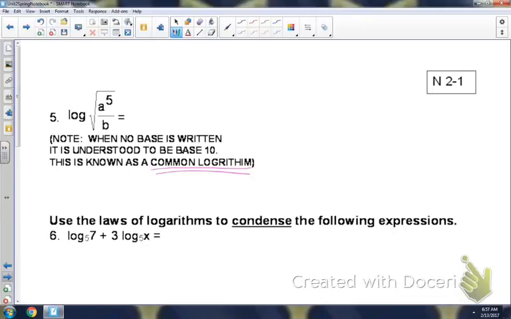Alright, so notice on this one that we have a square root. Remember when we have a square root, the exponent is 1/2. So I want you to rewrite that as a to the 5th divided by b. All of that is to the 1/2 because all of that is under the square root. So if you had had a cube root, that would be a 1/3 exponent. Okay, so now I'm going to go ahead and move that exponent in front.